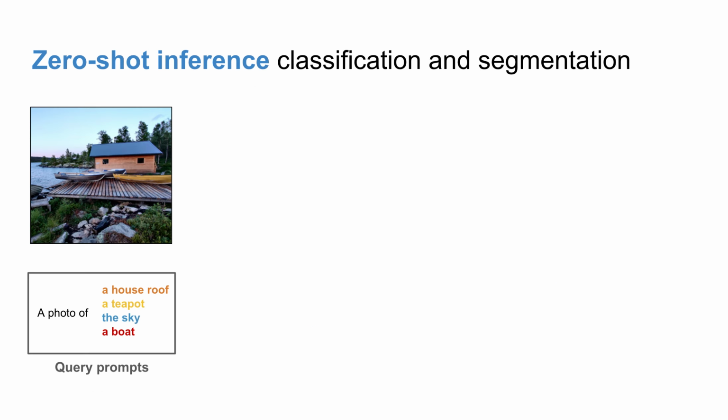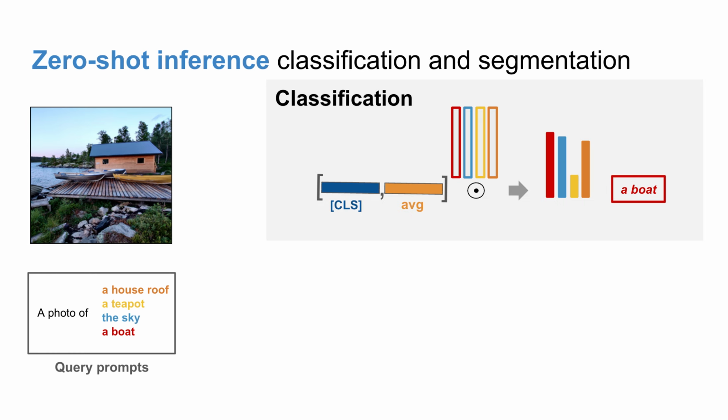With this strategy, we are able to perform at inference time both classification and segmentation with no adaptation of the model. So let's consider this image and a set of queries. For the classification task, we can use a concatenation of the CLS and the patch average of the vision encoder and compare it to the text embeddings. We apply softmax to select the best corresponding text query.